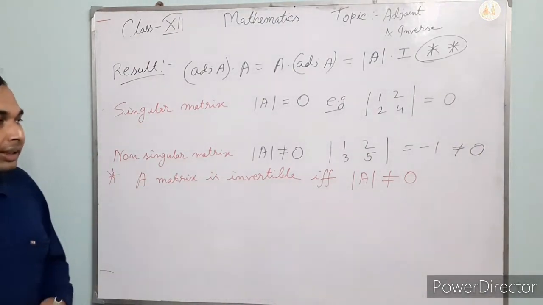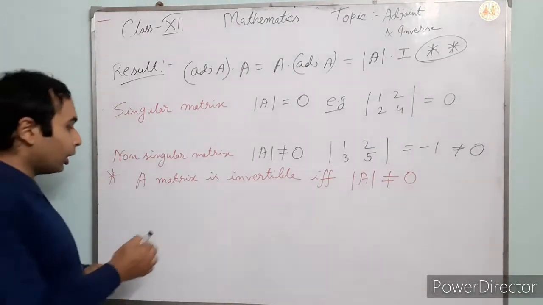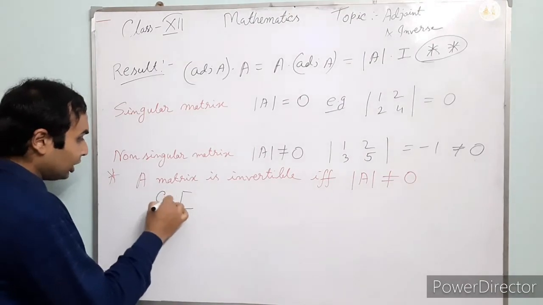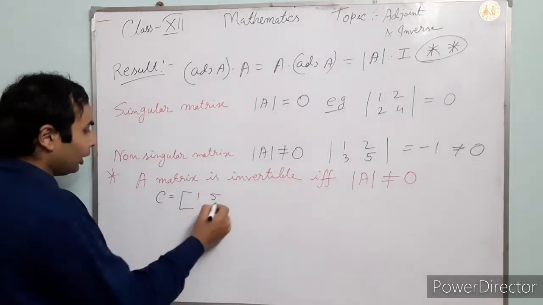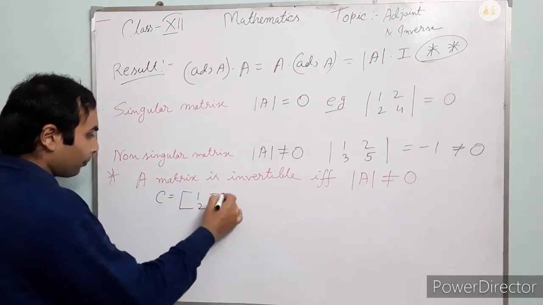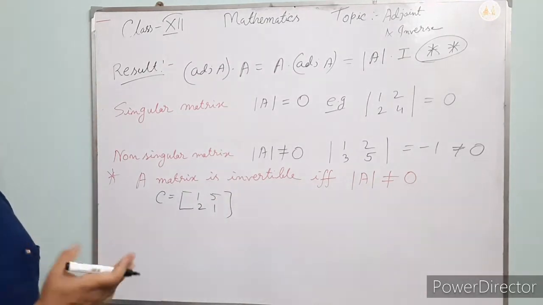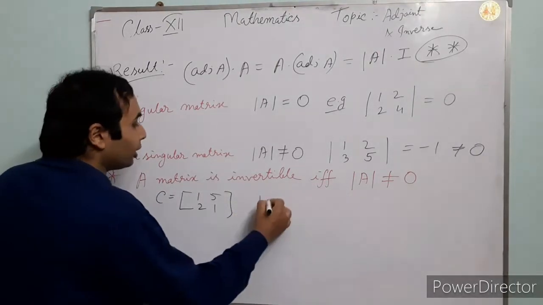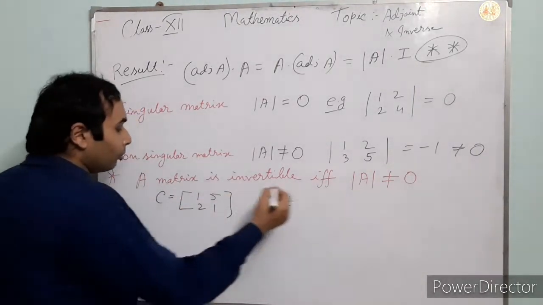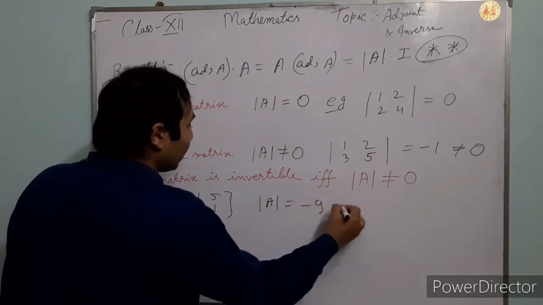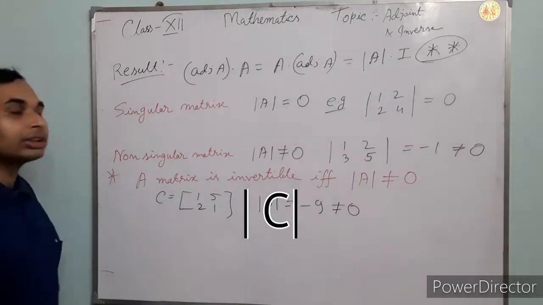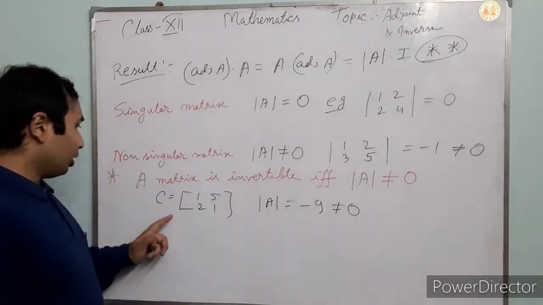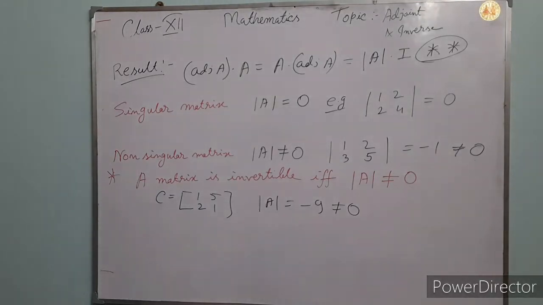We can check. Suppose I am saying one matrix, C equals 1, 5 and 2, 1. Check whether this matrix is invertible or not. So obviously you just have to find the determinant of this matrix. 1 minus 10, it is coming minus 9, not equal to 0. So it is the non-singular matrix and obviously it is invertible. Now let us see the inverse.